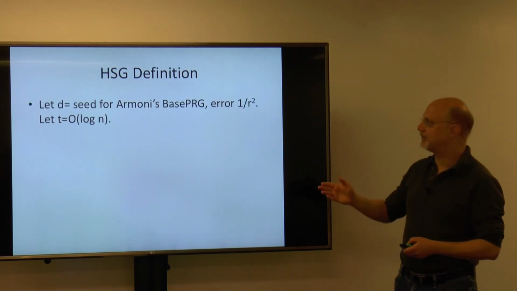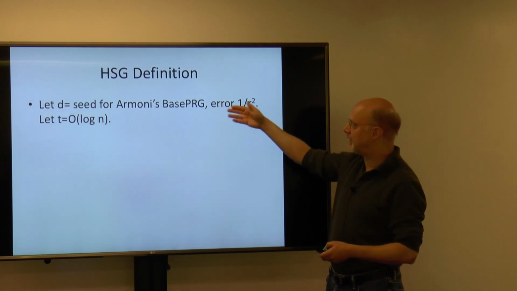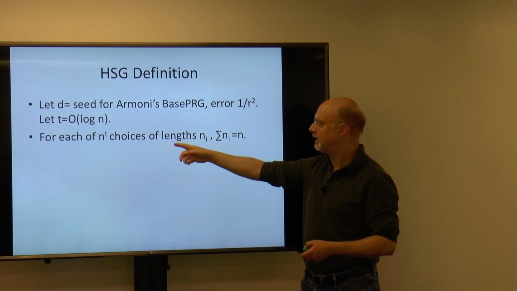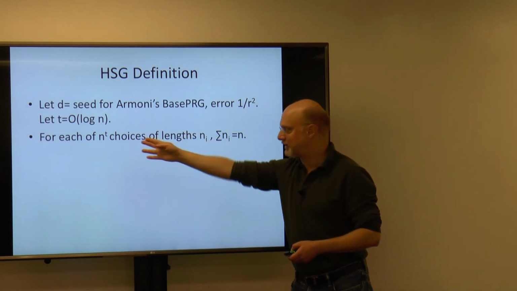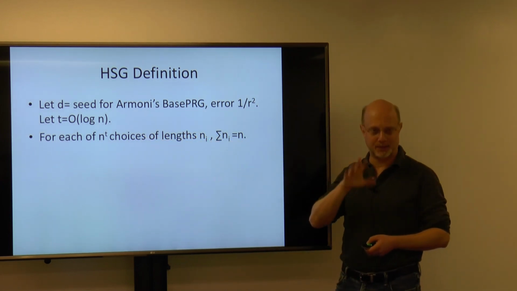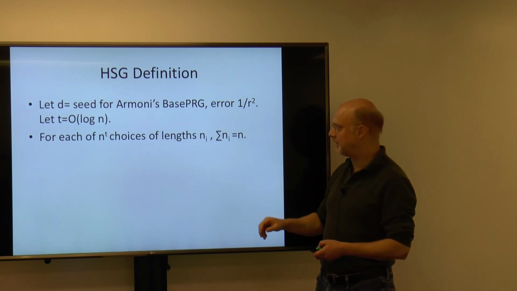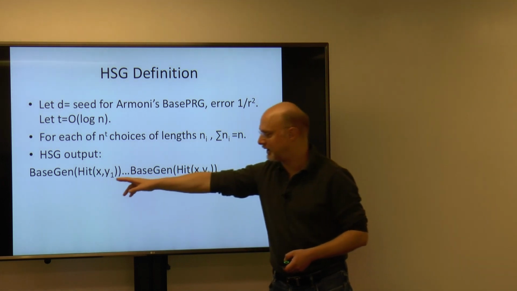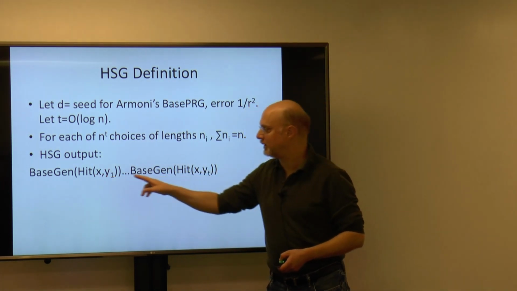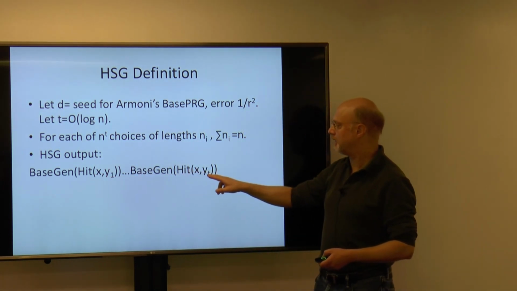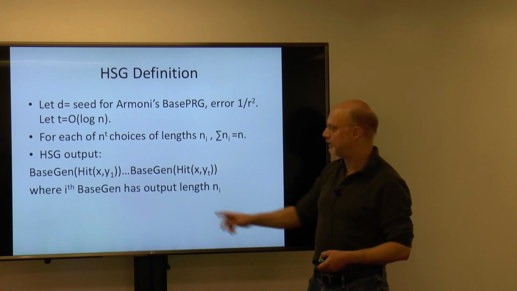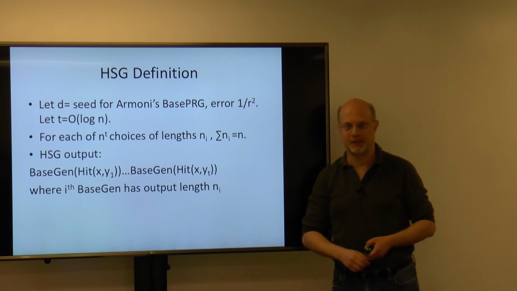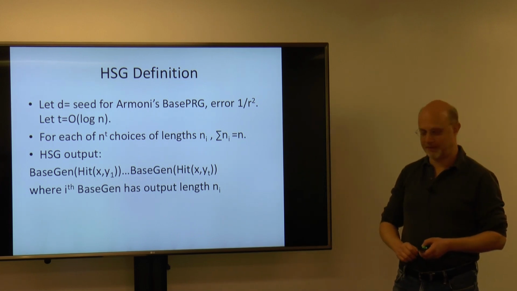So, just recapping here, now our generator looks like this. We start with a base generator, and now we have to cycle over all choices of the lengths, but not the SVs, just the lengths. The output of the hitting set generator is just the base generator from X to Y1, base generator from here, where the ith output has length Ni. Okay, so it's just a recapping of what we just said.